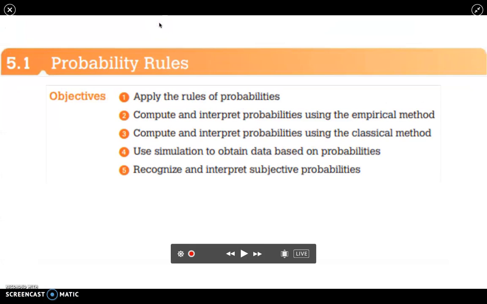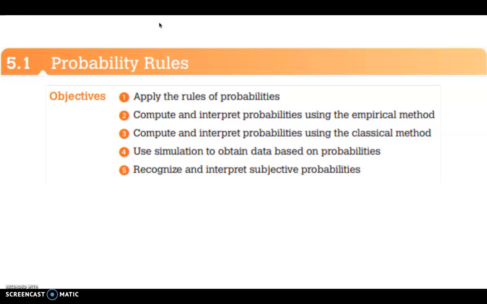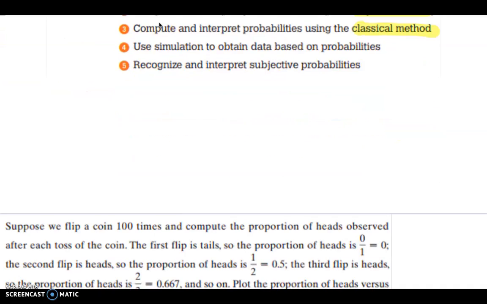Okay, in this video we're looking at section 5.1. Now we're getting to a concept called probability. And so we're going to talk about probability rules. So we're going to look at applying the rules of probability, interpret using what's called the empirical method, the classical method, and we'll see a little bit of data obtained from a simulation, and then recognize and interpret subjective probabilities.